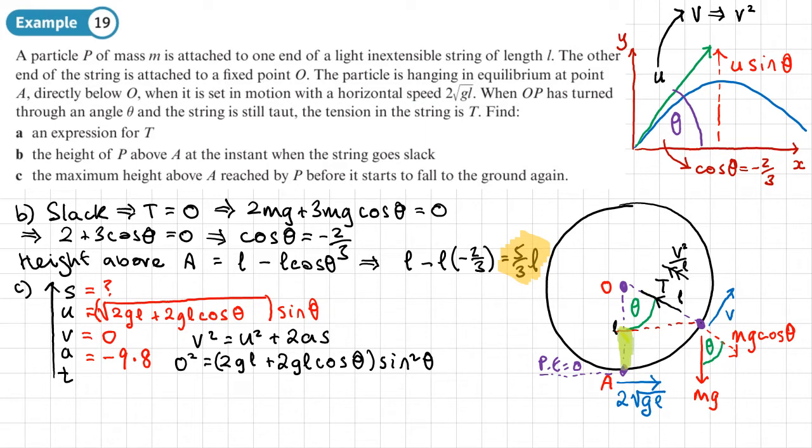We can do that by using sine squared plus cos squared is 1. So sine squared theta plus cos squared theta is 1. We know what cos is, so we can work out cos squared. So sine squared theta is going to be equal to 1 minus cos squared theta. Now cos is -2/3, so it's going to be -2/3 all squared. So that will be 1 minus 4/9, which leaves us with 5/9.